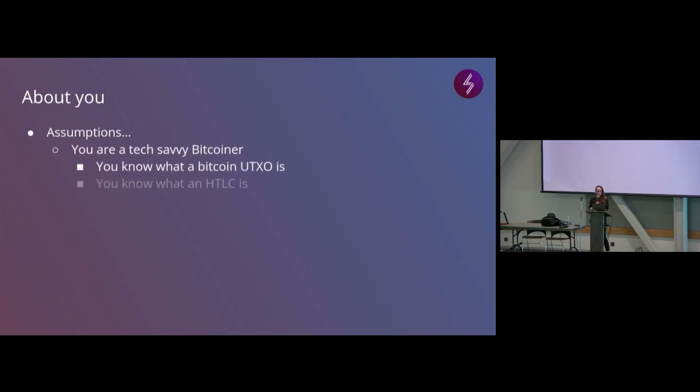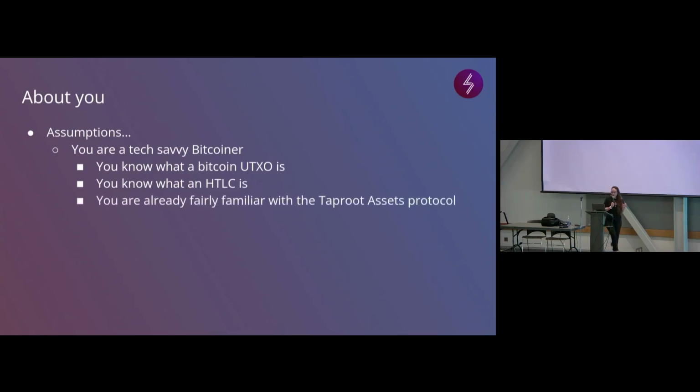All right, so I've made some assumptions about all of you, the people that have showed up to a technical workshop at TABConf. I'm assuming you're a tech-savvy Bitcoiner. That means you know what a UTXO is and you know what an HTLC is, right? So I'm kind of assuming that level of knowledge there. And that you're also a little bit familiar with the Taproot Assets protocol, right? So today I'm not really planning on doing an in-depth explanation of how Taproot Assets works, because I want to focus more on the Lightning stuff. So we'll do a very brief review and then really focus in on the Lightning aspect of it.